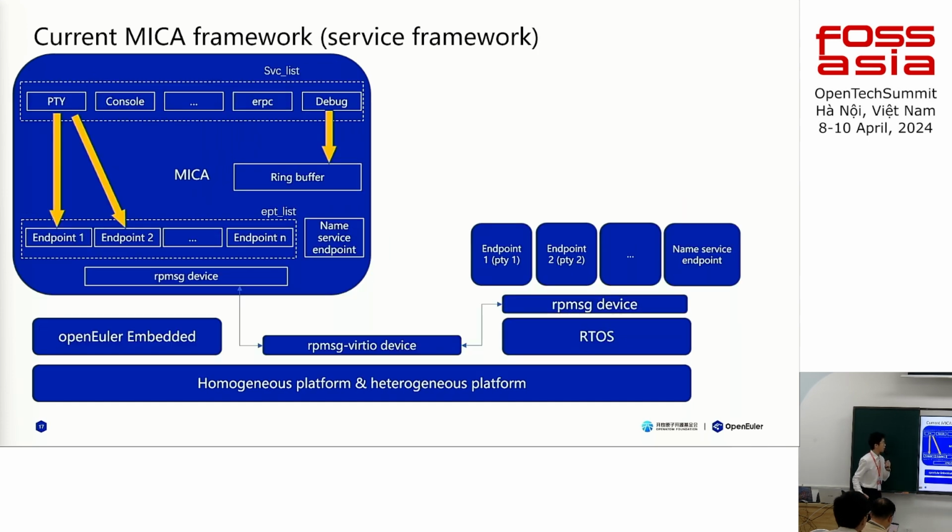Okay, as for our service framework, for now, we mainly depend on the RP message framework from the kernel as well. And if we have one service between the two OS, then it will establish one specific endpoint for it. But for the abstraction, service is another kind of abstraction other than the endpoint. So it's a more abstract notion.